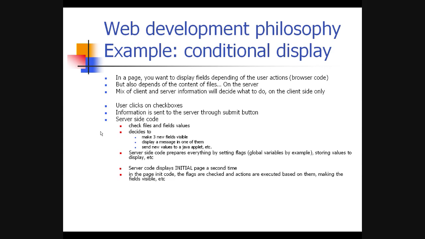And if the global variables are set a certain way, then it's going to say, okay, if global variables say display 3 fields, then it will display the 3 fields. Then it will send the value that is in that other global variable to the Java applet that will play the sound, and so on and so forth. As you can see, just because you have things to do on the browser side and the server side, it's becoming quite a convoluted process.